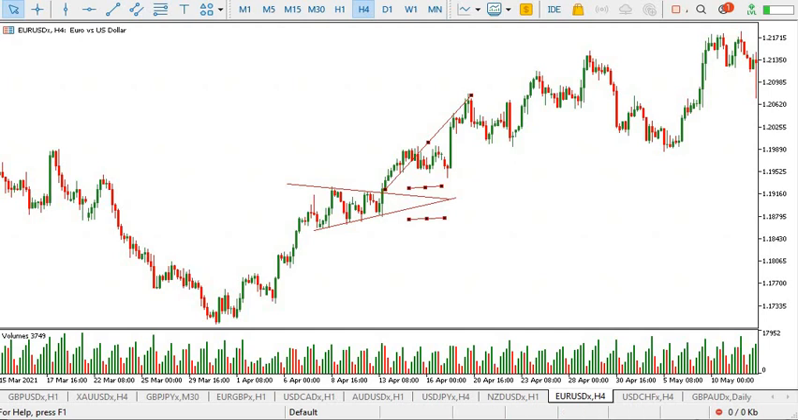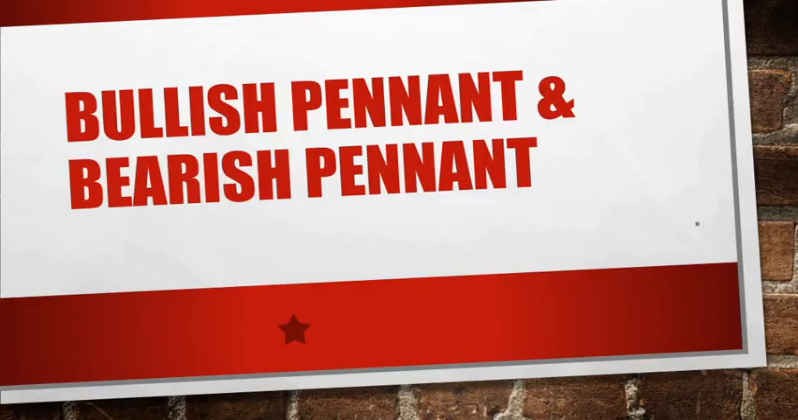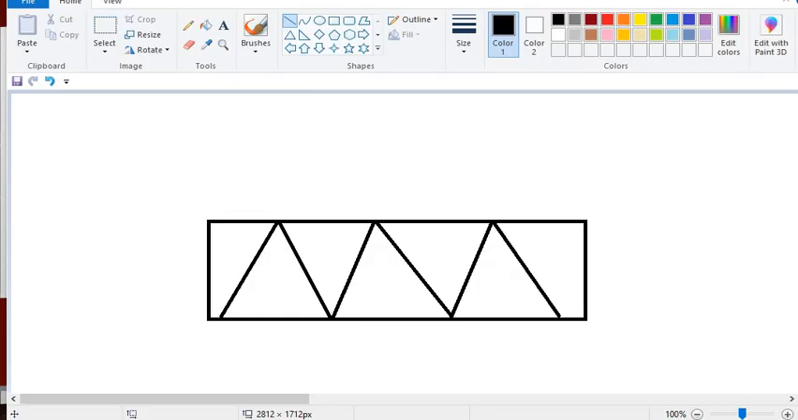And now we will be moving toward the rectangles. There is no bullish or bearish rectangle, because whenever a rectangle appears, the market can move in either direction. It can move upward and it can move downward. So let me show you its illustration. Basically, as we can see, the market moves between two points, which are support and resistance.